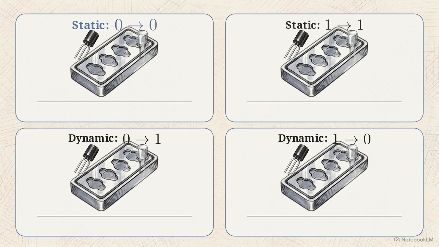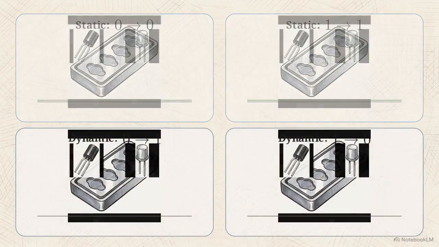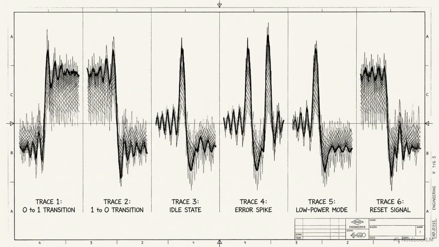Processing binary data triggers 4 state transitions. Static transitions, holding a 0 or 1, require minimal energy. But dynamic transitions, switching states, asymmetrically charge and discharge capacitance, creating distinctly different power spikes. This physical asymmetry means that every logic operation generates a deterministic physical signature.